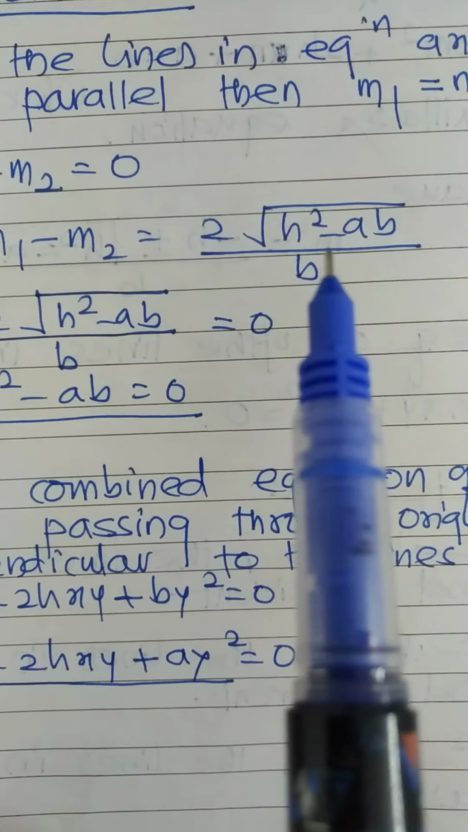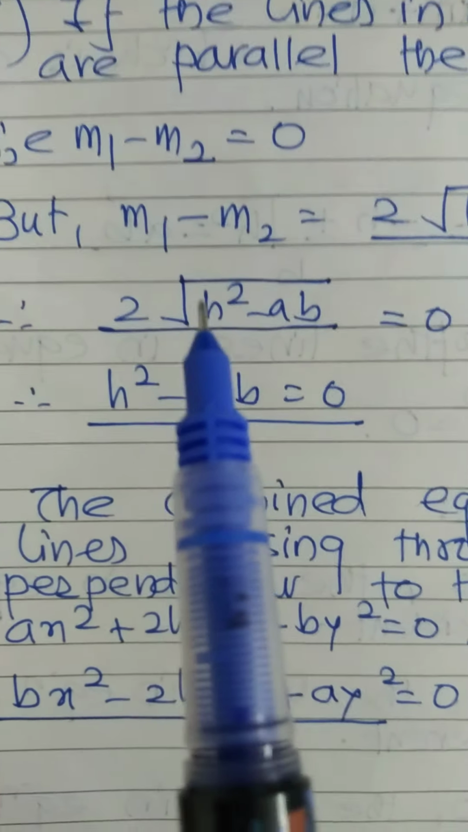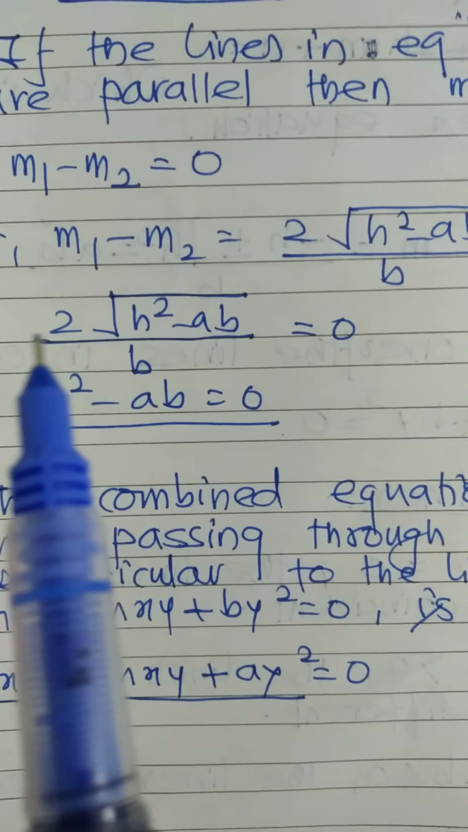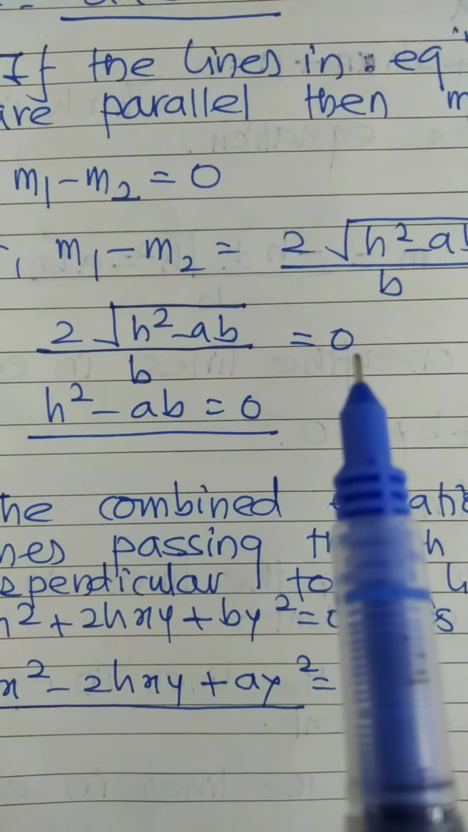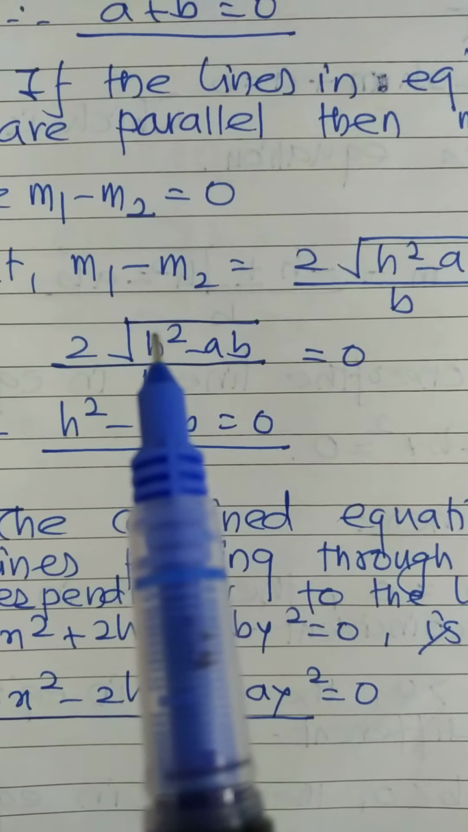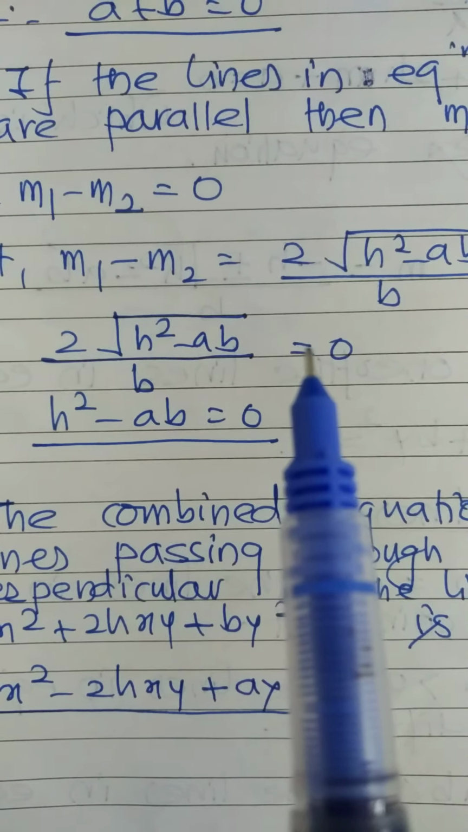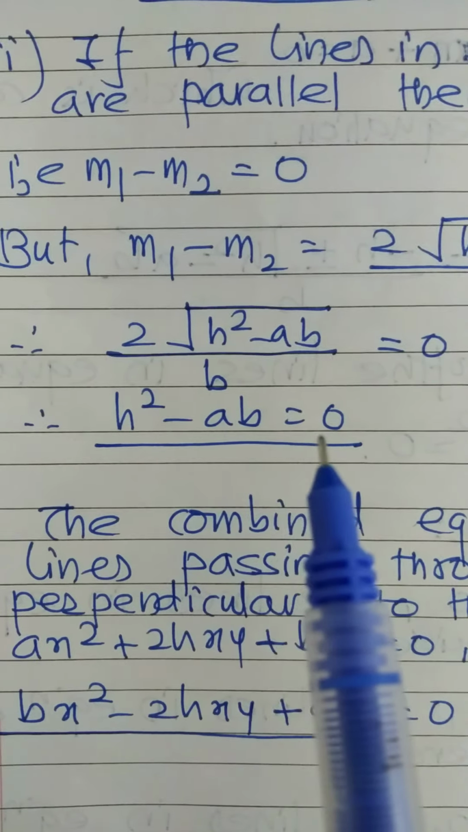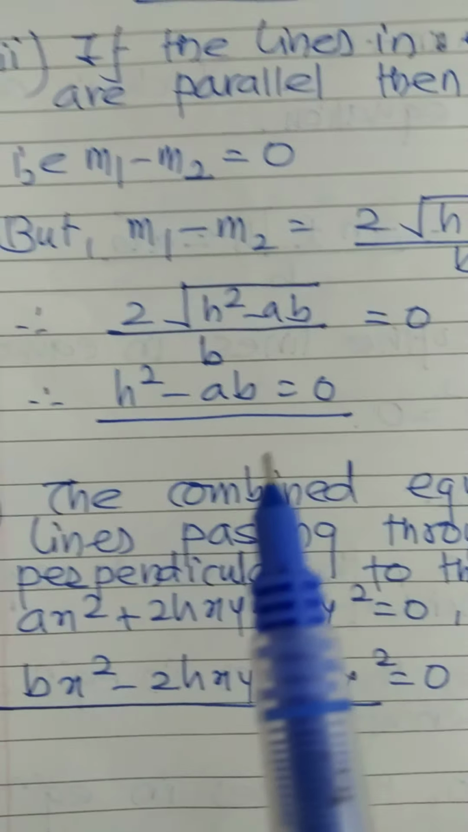It is 2 square root of h square minus ab upon b. So if we transfer that 2 upon b to the right side, it becomes 0. That means square root of h square minus ab is 0. So squaring both sides, the condition is h square minus ab equals 0 for parallel lines.